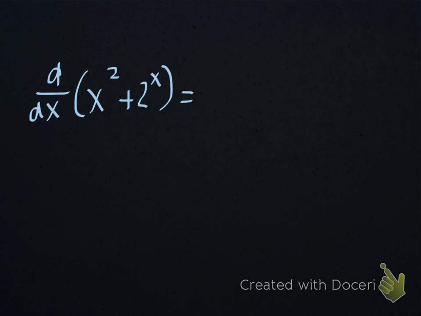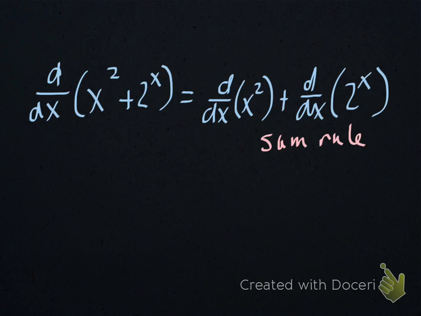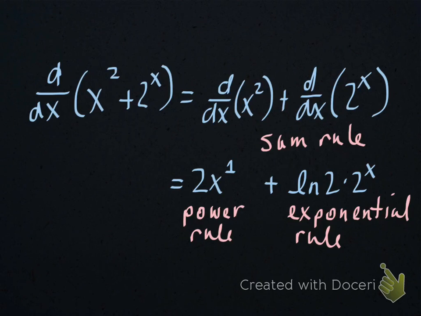So if I'm going to take the derivative of x squared plus 2 to the x, the first thing I need to do is use the sum rule to split that up into the derivative of x squared plus the derivative of 2 to the x. Now I can work with each piece individually, and I take the derivative of x squared using the power rule, so that's 2 times x to the first, plus the derivative of 2 to the x, which uses the exponential rule, so I have natural log of 2 times 2 to the x. And if I just simplify a little, I have 2x plus natural log of 2 times 2 to the x.